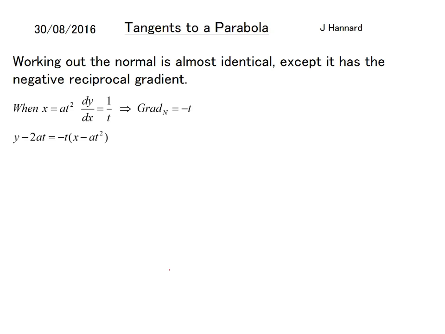So y minus 2at equals minus t brackets x minus at squared. So there you go, and then just expand and tidy up. I like to keep everything positive, it doesn't really matter, but y plus tx equals at cubed plus 2at, and that is the generic equation of the normal.